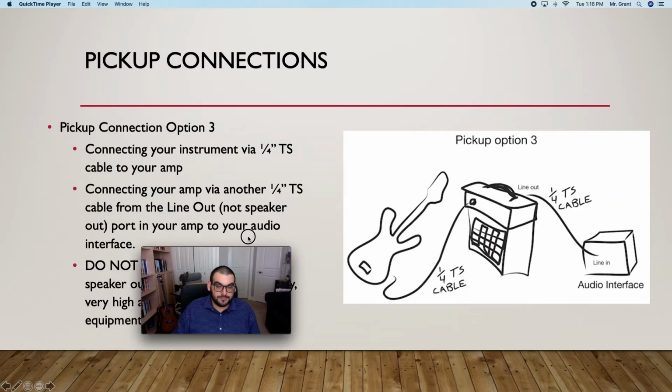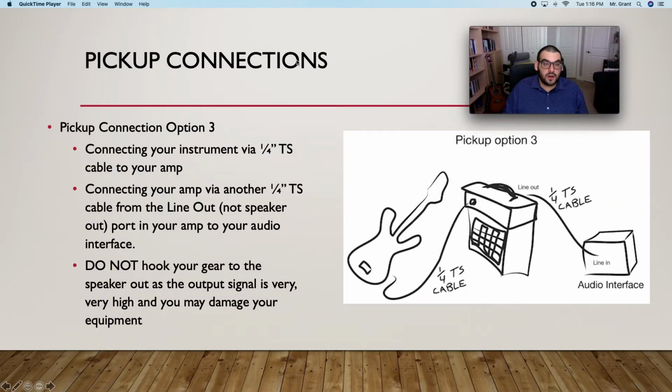Option number 3. It's similar to option 2, but you take out the microphone. So you're going to connect your instrument via a 1/4 inch TS cable to your amp. There's going to be a line out. This line out is typically another 1/4 inch TS cable. That line out is going to go to your audio interface.